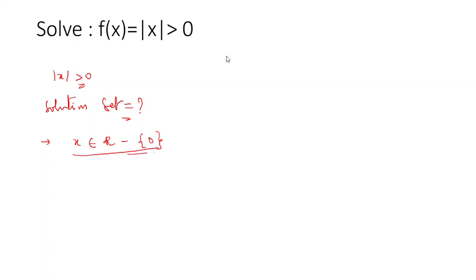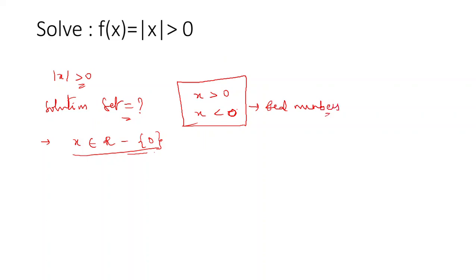Because modulus function is 0 only when x is 0. So for mod x to be greater than 0, the value of x should be greater than 0 or less than 0. So for all these values, mod x is greater than 0. So all these values will lie in the real number set. So we can say the solution set is all the real numbers minus set 0.